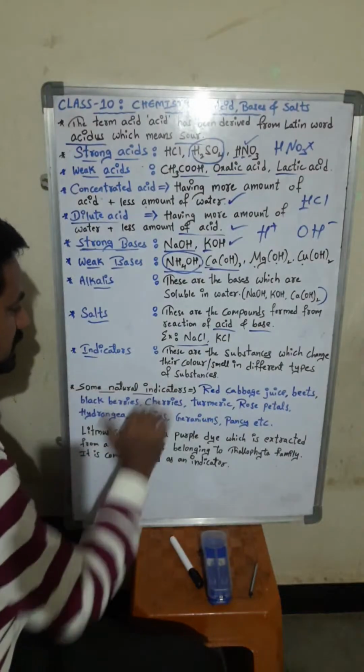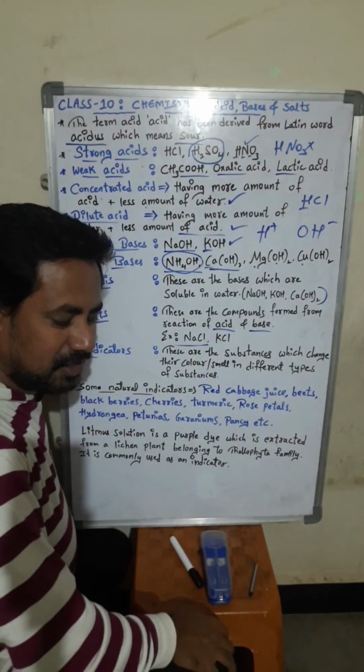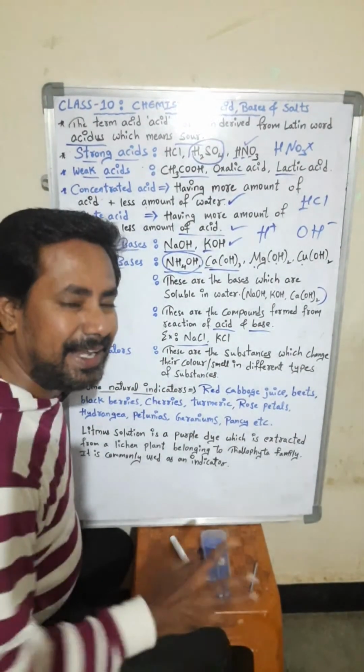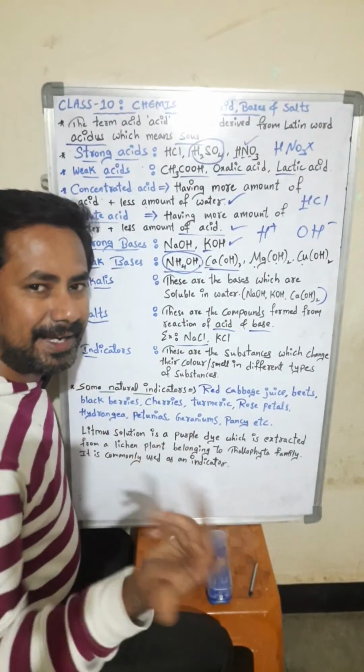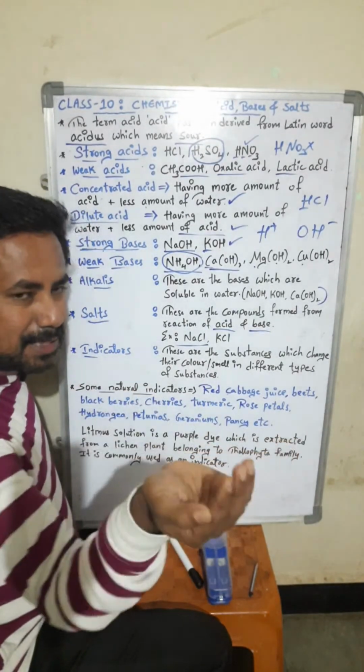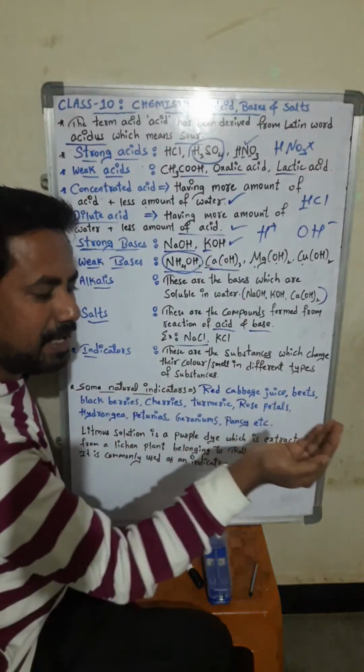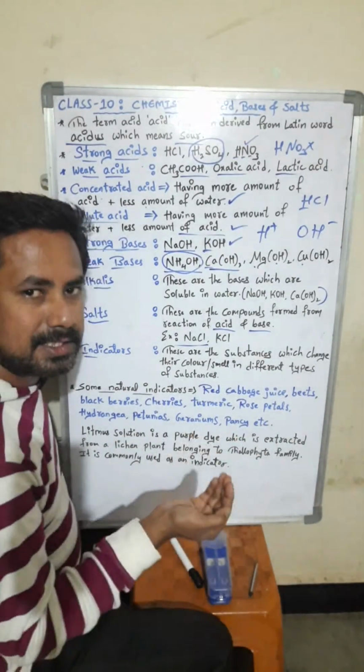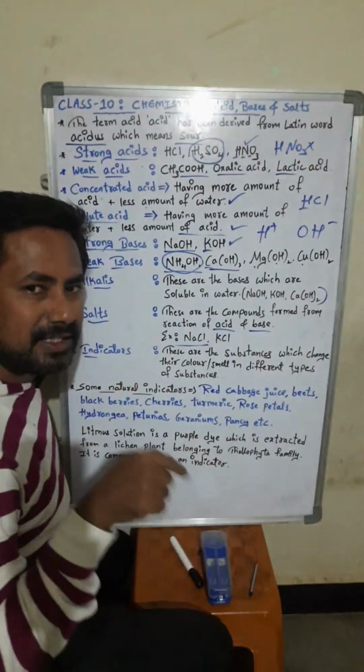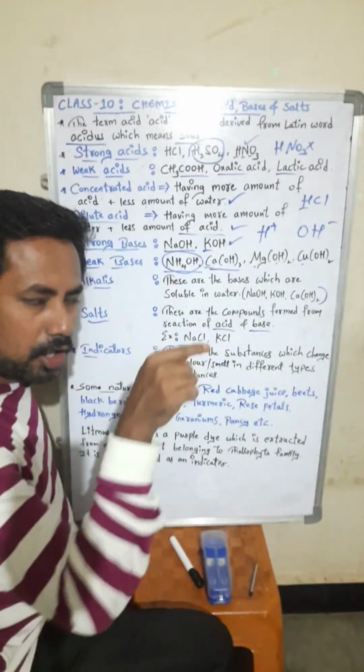Okay. Next, indicators. What do you mean by indicators? Indicate करता है. क्या indicate करता है? जो भी एक substance दिए आपको, anybody if they give you any substance, to check whether that substance is acid or base.